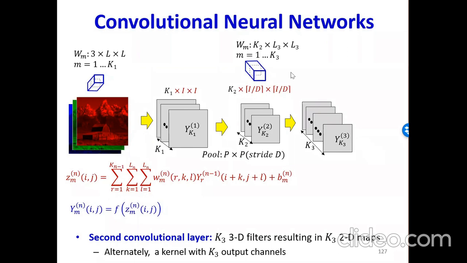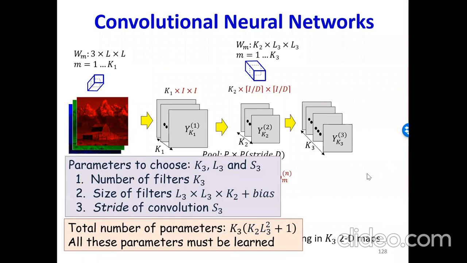And so the parameters to choose for the second convolutional layer are: how many filters, which is K3; the size of the filter, which is L3; and the stride with which this filter is going to move forward; plus this one, which is for the bias. So the total number of parameters is, again, each filter is K2 L3 squared, and there are K3 filters. So you're going to have K3 times (K2 L3 squared plus one). This is the total number of parameters for this convolutional layer.